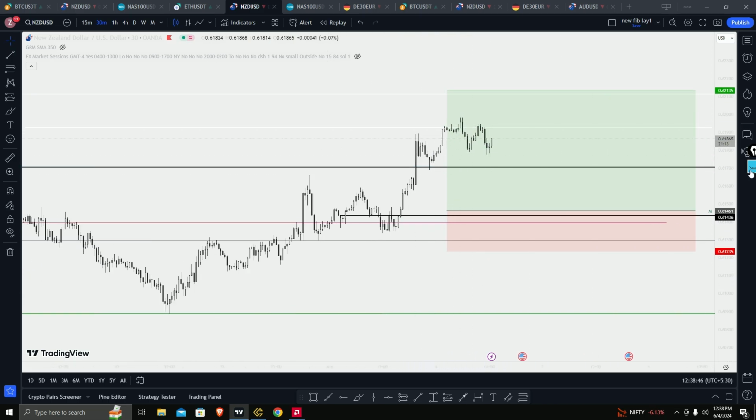So I didn't wait for that. Once that happened, once we had a clean break and hold above the last week's high, I went ahead and placed my bid near the weekly open and expected the low of the week to hold, give it a bit of a buffer there. Okay.